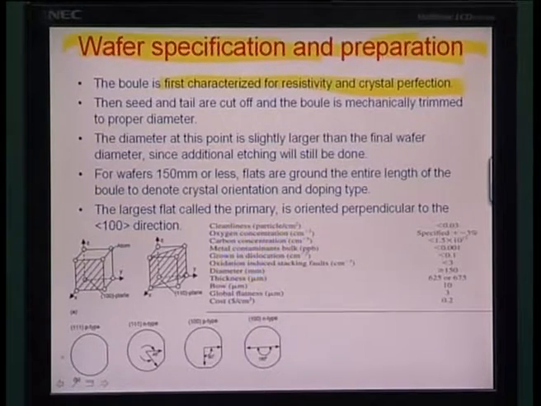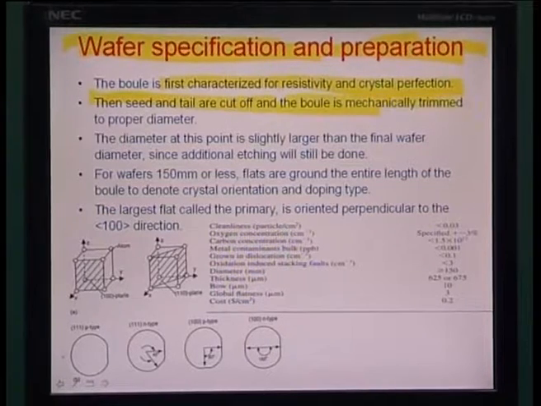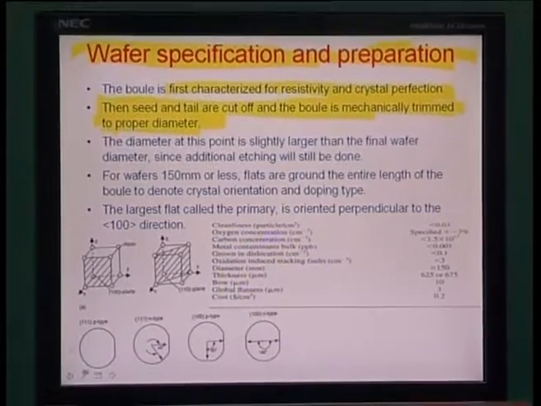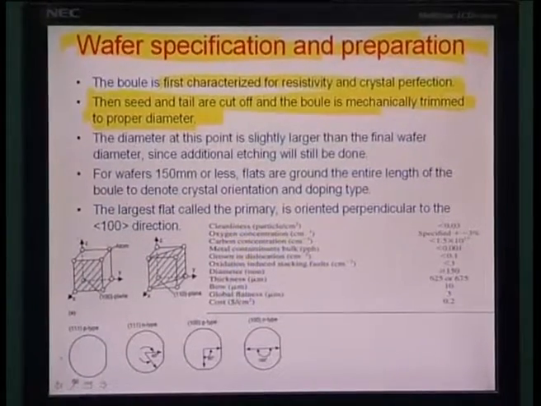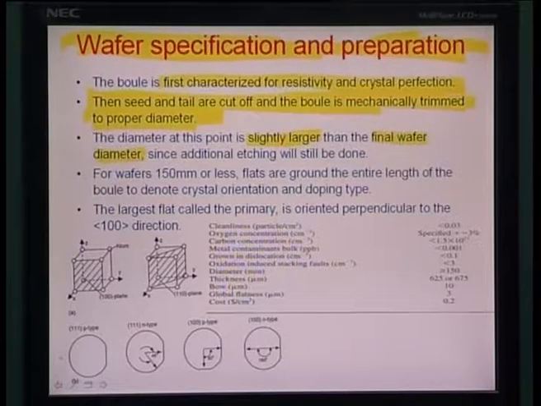So, then the seed and tail are cut off and the boule is mechanically trimmed to proper diameter. So, essentially this proper diameter is the diameter of the wafer that is in question. The diameter at this point really is slightly larger than the final wafer diameter, because you have to have some allowance for polishing the sides. Additional etching probably has to be done, and then that is followed by chemical mechanical polishing.